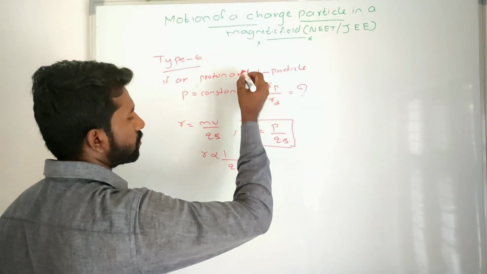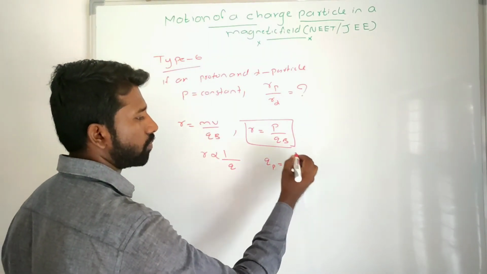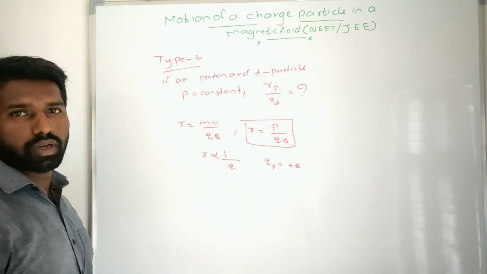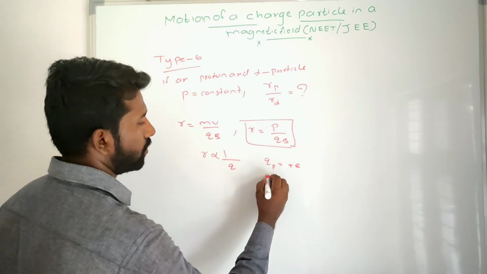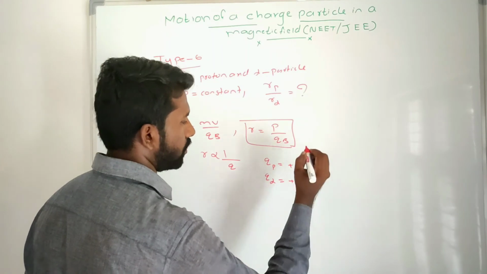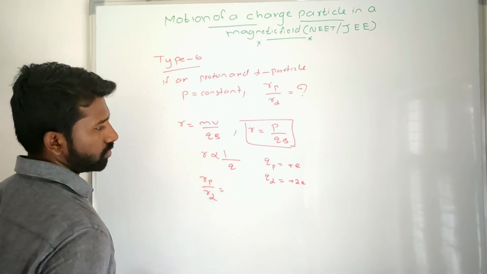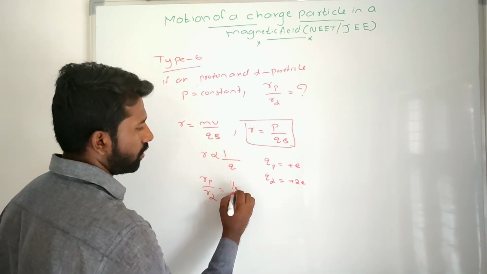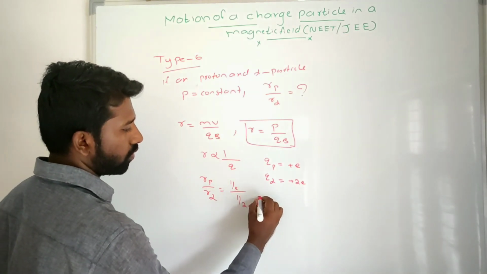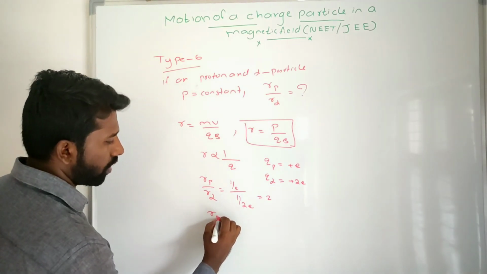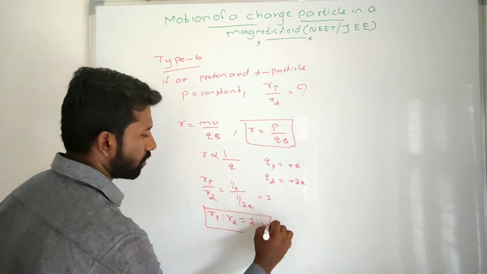Okay, what is the charge of the proton? Charge of the proton is plus e. What about the charge of the alpha particle? Alpha particle means He-2-4, that means it consists of two protons, so the charge of the alpha particle is plus 2e. So Rp divided by R alpha is 1 by e divided by 1 by 2e. e will be cancelled and the 2 goes up, so you get 2. That means Rp to R alpha is 2 to 1. This is the ratio.